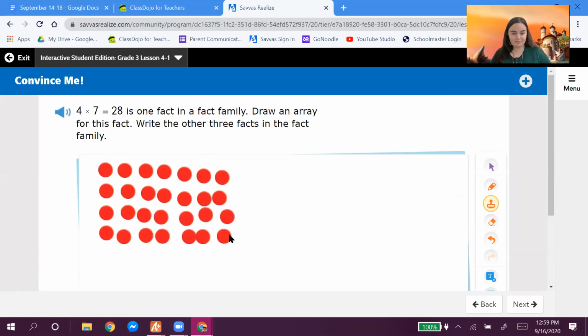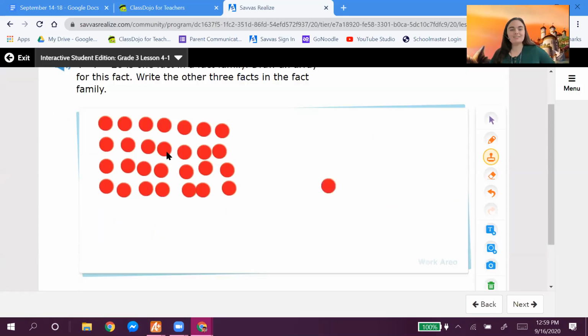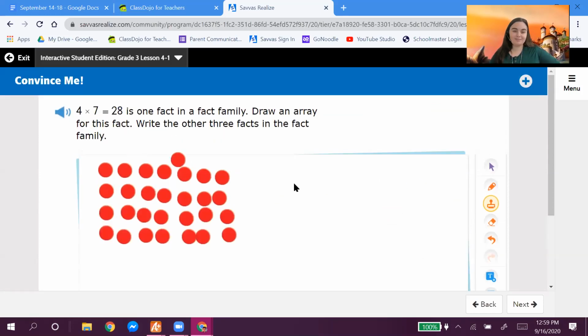Not perfect, but no one's perfect. All right, so there's the 4 by 7 array. And there's 28 little circles on there, because we already know that.